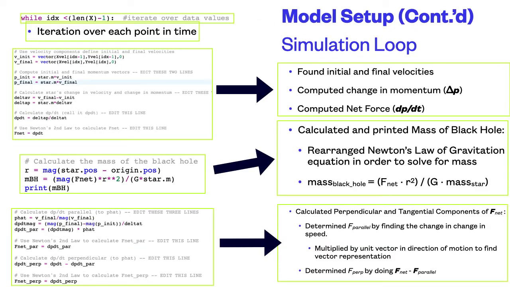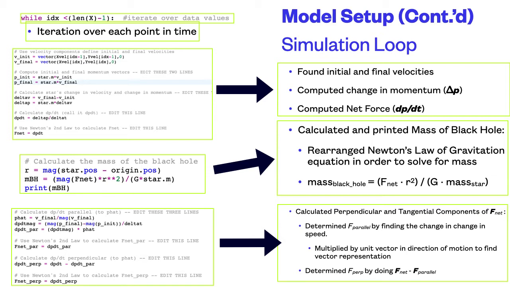By looping through the position data, the initial and final velocities at each point were determined. From here, another loop was set up to determine the force acting upon the star. After finding the initial and final velocities, the change in momentum was determined. This value was set to be the net force acting on the object.